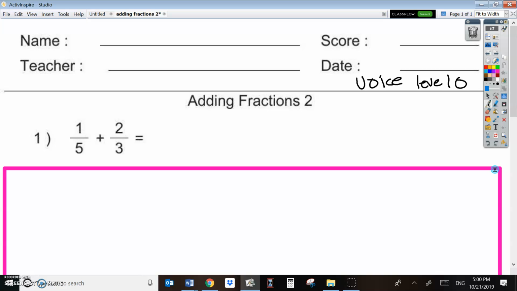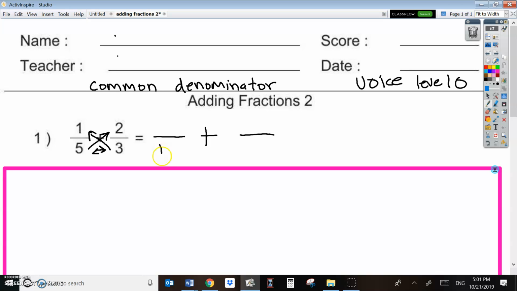Remember, adding fractions, you need a common denominator. And you can do that by doing the rule of 4, or you can use the least common multiple. I'm going to do the rule of 4 on this one because it gives me the same thing as the least common multiple. Here's my new fraction.